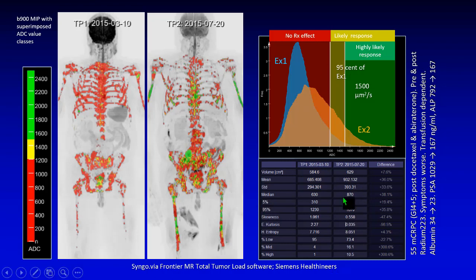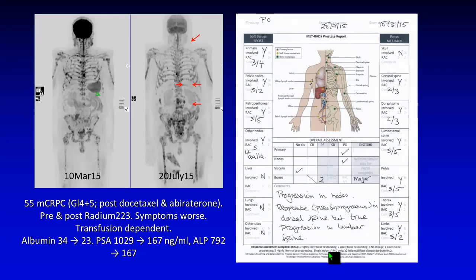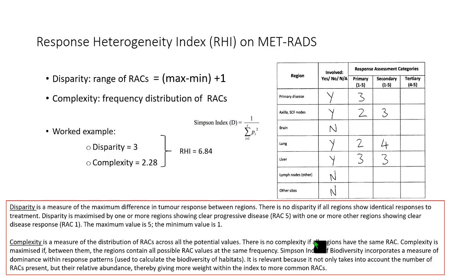So we can say, I haven't written it down. But anyway, you can represent this type of imaging. So the MET-RADS report would look a bit like this, and then you would write your notes here. You'd say progression in the nodes, response or pseudo-progression in the dorsal spine, but true progression in the lumbar spine. So it's a way of recording and communicating discordant response to your clinicians because they want to know this. And it's very, very important.